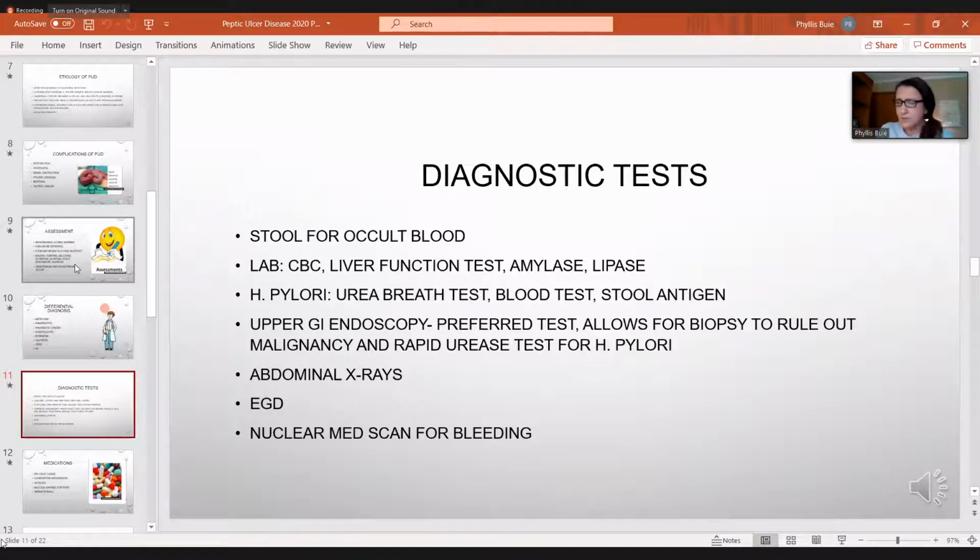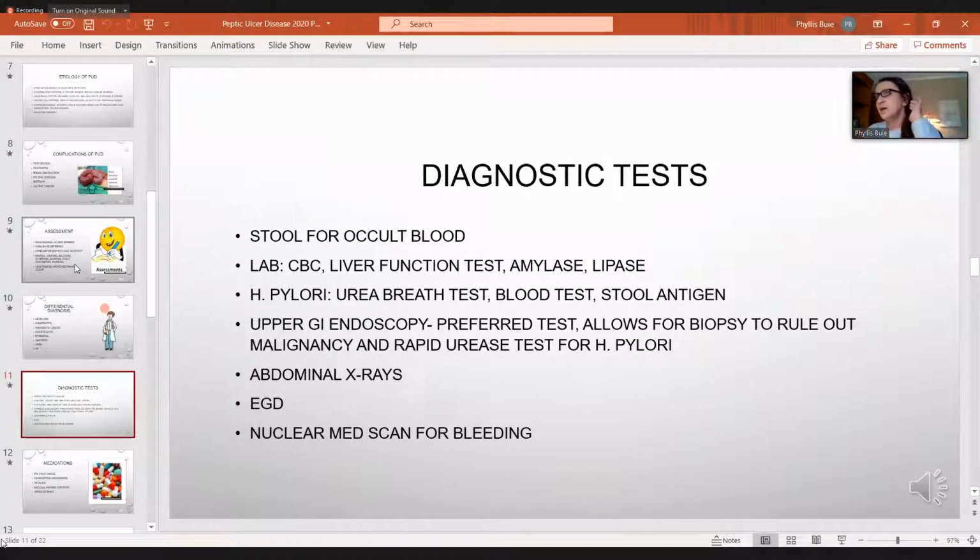Esophagogastroduodenoscopy may also be a test that may be done. And then we can also do a nuclear med scan for bleeding. Basically, they call it a red tag study. What they do is inject the person with a radioisotope, and then they follow it on x-ray, and it will go to the source of the bleeding, so it helps them pinpoint it.